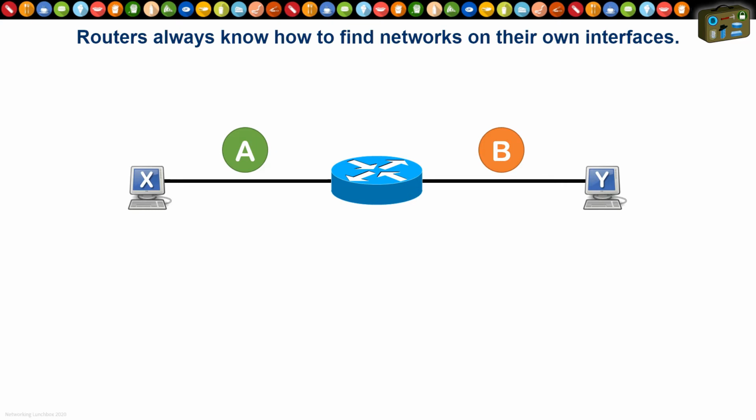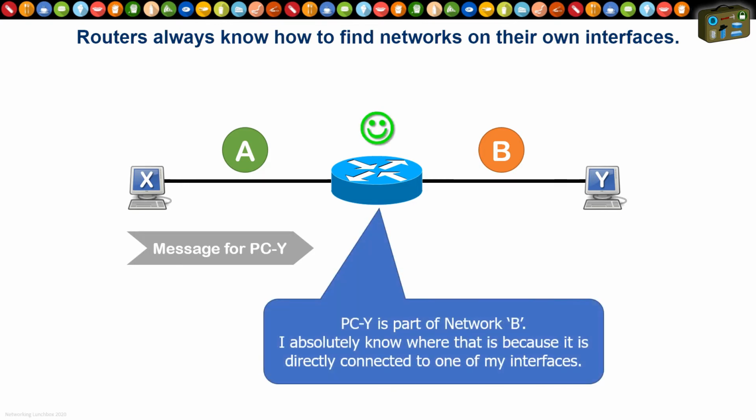In this example we've got a router with two networks, network A and network B. So PCX inside network A wants to talk to PCY. So it sends that traffic towards the router. The router says, yeah, I absolutely know how to find my way to PCY because it's a directly connected network. Routers can always see networks that are directly connected to their physical interfaces. It's virtually impossible to trick a router into not being able to find its directly connected network.